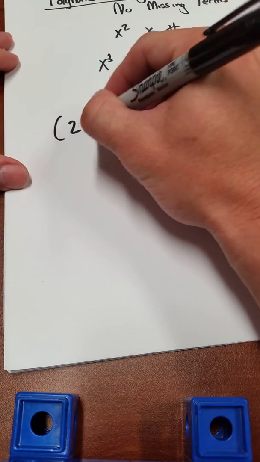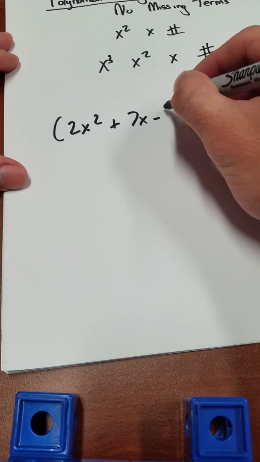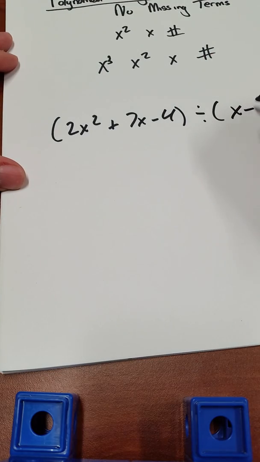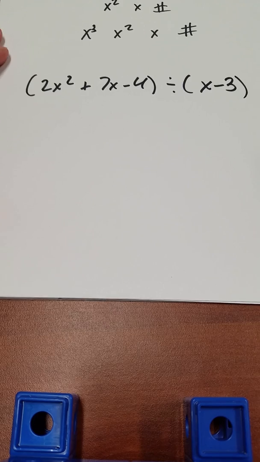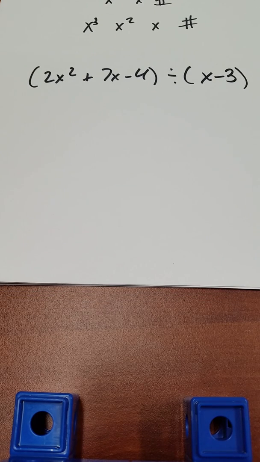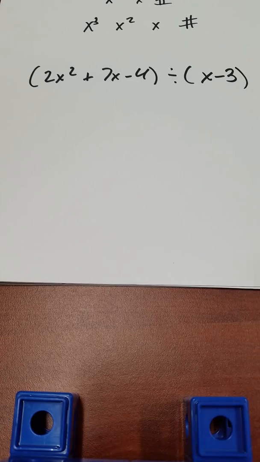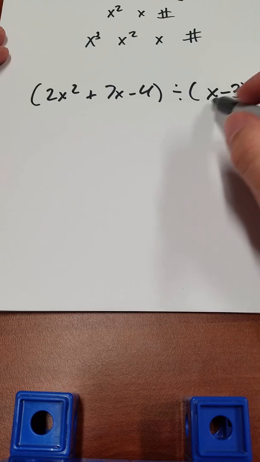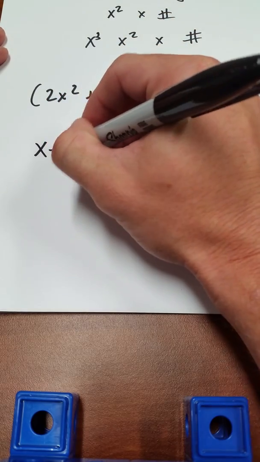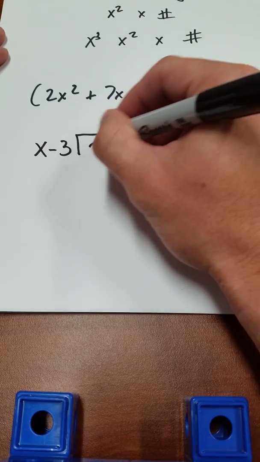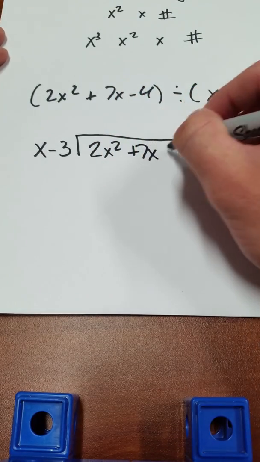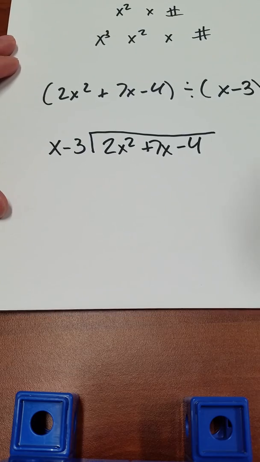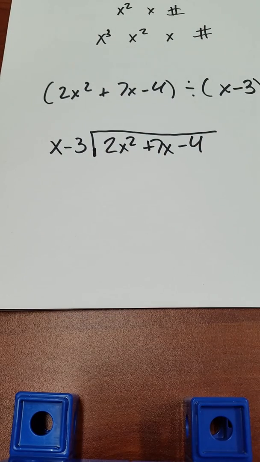So here's what a problem is going to look like. Let's say we have 2x squared plus 7x minus 4 divided by x minus 3. Okay, so the way that we do polynomial long division is that we take this, we put it on the outside, and we stick 2x squared plus 7x minus 4 underneath the division bar. Now this is just like long division whenever you did it way back in elementary school, and I'm hoping some of you actually did this in elementary school.